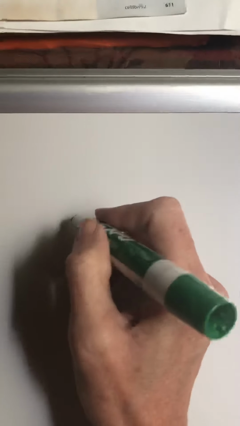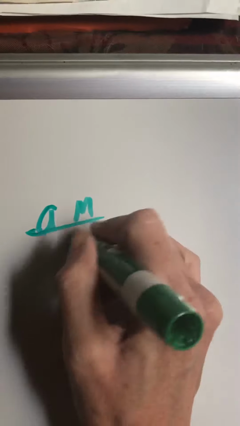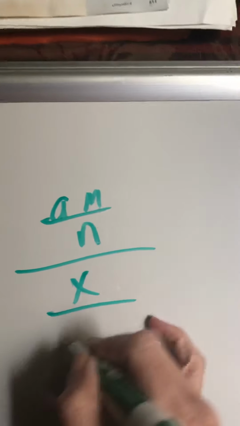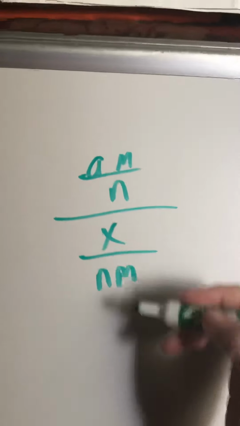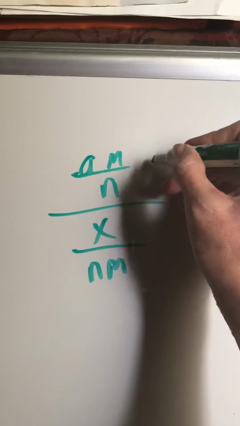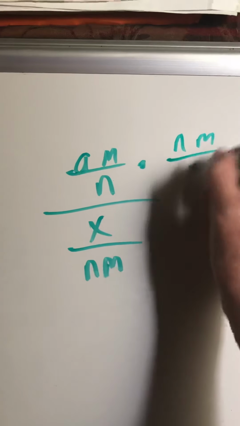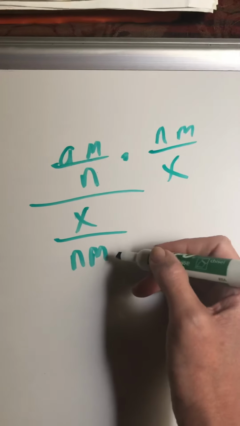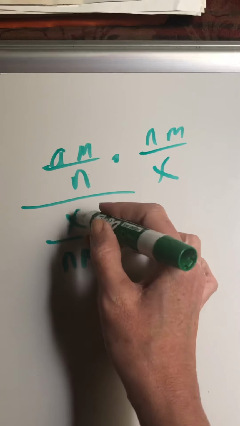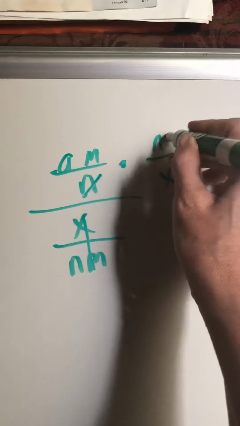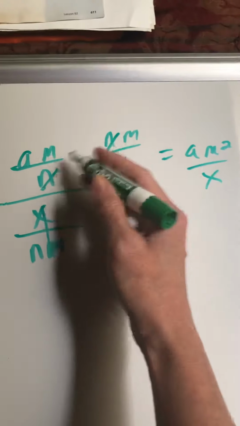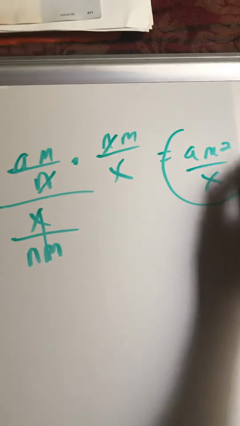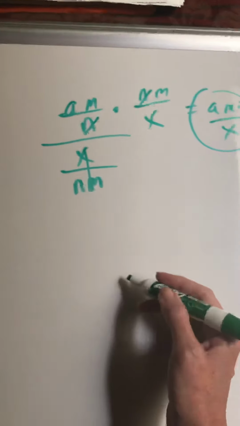Then let's see, you'll see them like this: am over n divided by x over nm. So you're going to multiply by nm over x. You're going to flip that bottom one and then cancel anything that you can. The only thing I see that cancels are the n's. So we would have am squared over x because m times m is m squared. So that'd be your final answer on that one.